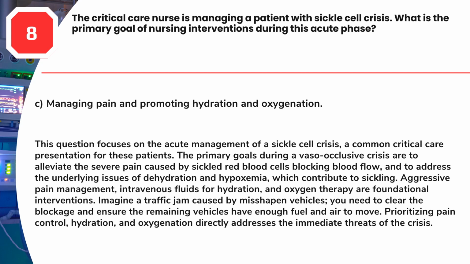Answer: C. Managing pain and promoting hydration and oxygenation. This question focuses on the acute management of a sickle cell crisis, a common critical care presentation for these patients. The primary goals during a vaso-occlusive crisis are to alleviate the severe pain caused by sickled red blood cells blocking blood flow, and to address the underlying issues of dehydration and hypoxemia, which contribute to sickling. Aggressive pain management, intravenous fluids for hydration, and oxygen therapy are foundational interventions.